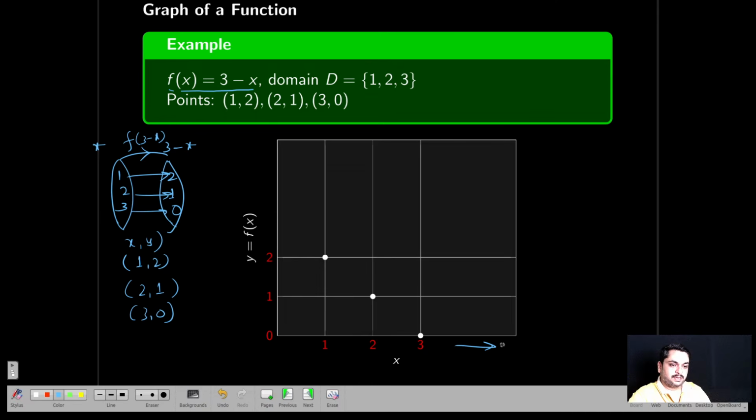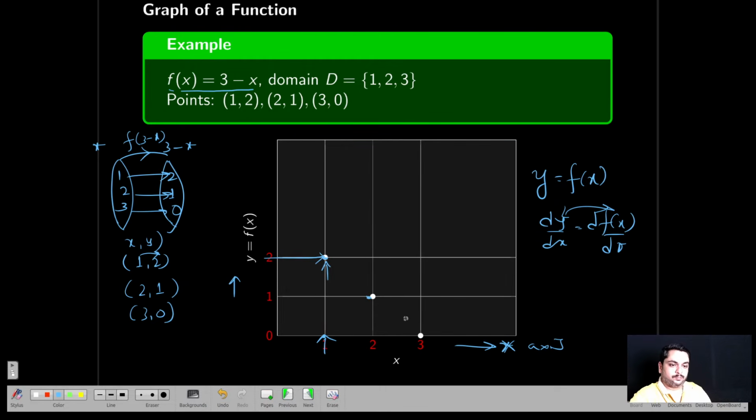So in the graph, the x-axis is the input. The y-axis is your function. In some textbooks or exams, they write y equal to f of x, or you write it as dy by dx equal to df of x by dx. That means y also represents a function in the graph. The y-axis represents the function. So if I give x as 1, what should be the y value? So x as 1, y is 2. So this is the point. Y is 2 here, x is 1 here. Like that you plot the points.